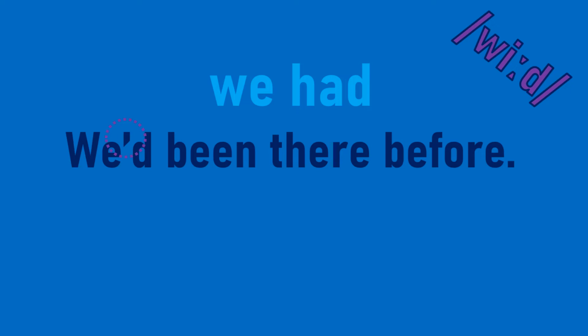So anyway, back to pronunciation. Repeat after me nice and loud. We'd been there before. Now you can also pronounce this with the weaker form of been. Instead of been, been. So this time I'm going to say it with the weaker form. Try and listen in and repeat after me. We'd been there before. Good. So we've got two ways to pronounce this word, and you'll hear both, depending on who you're talking to.